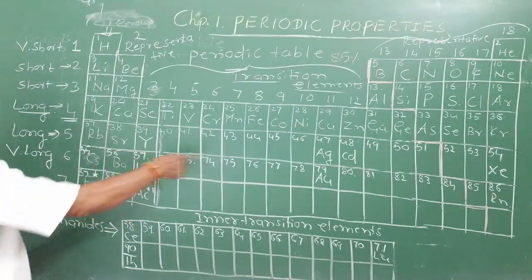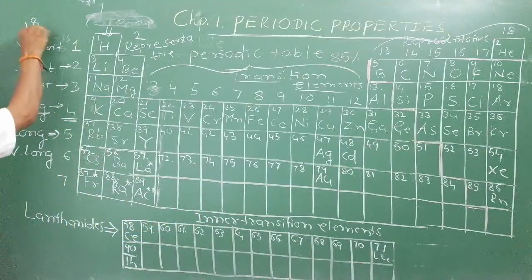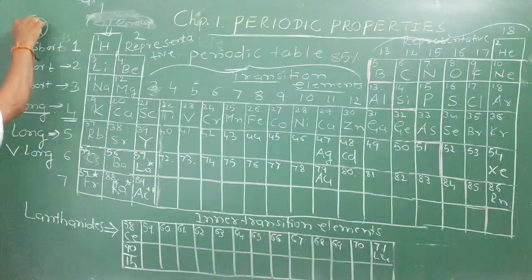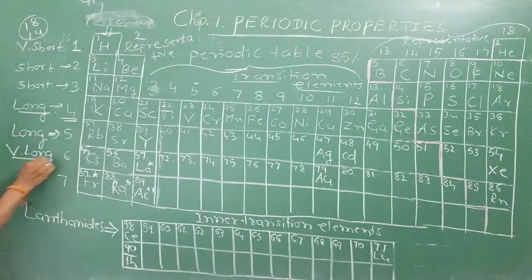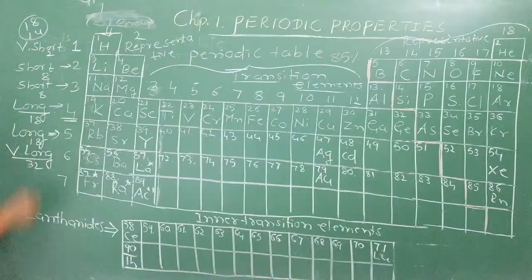Means totally 18 plus 14. If you add, you will get 32 elements. 32 elements, therefore it is a very long period. Long periods will have 18 elements. Short period will have 8 elements. Very short period has 2 elements.